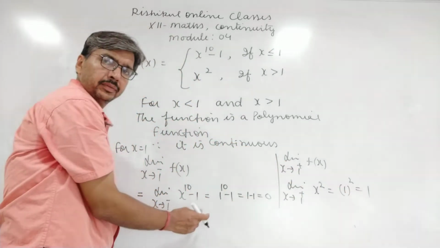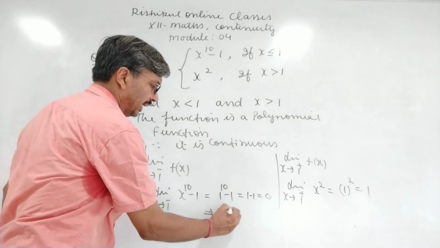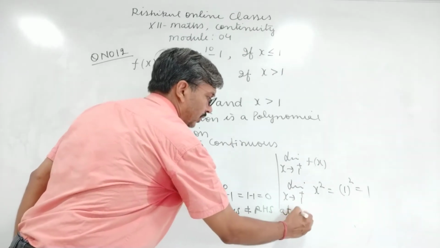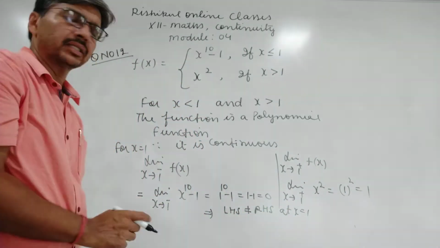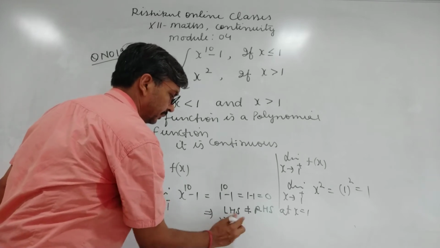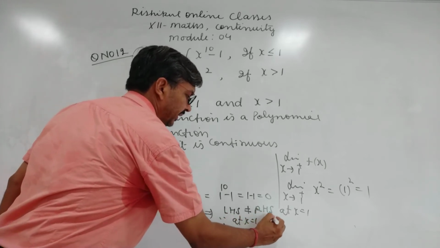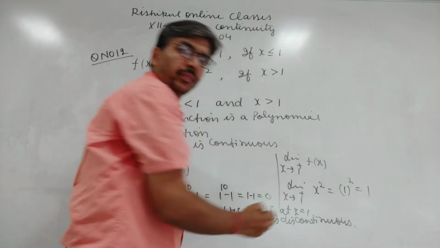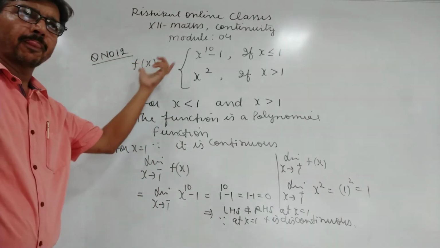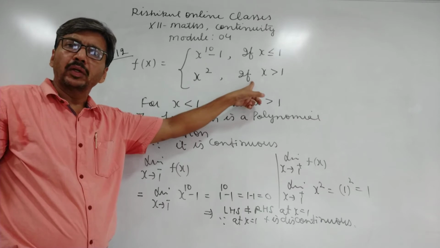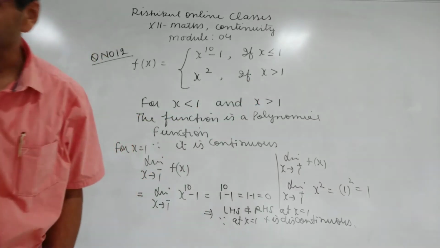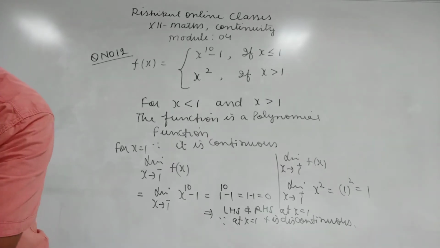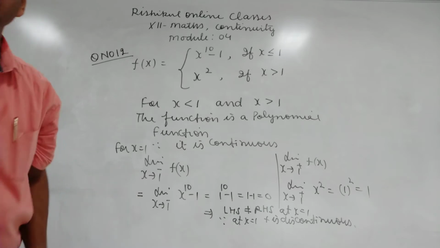Therefore, from here we will write that left hand limit is not equal to right hand limit at x equal to 1, and hence at x equal to 1, f is discontinuous. So, for this function, x equal to 1 is the point of discontinuity. Next question. Next question is same, 13. You can do it yourself.